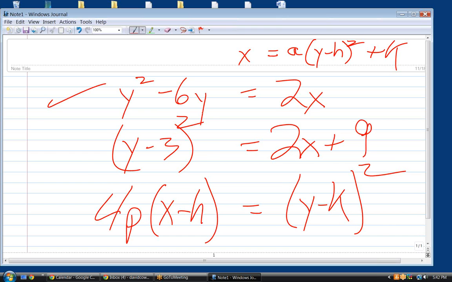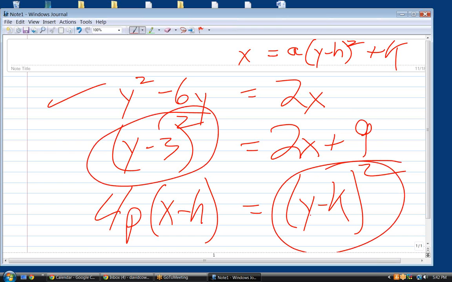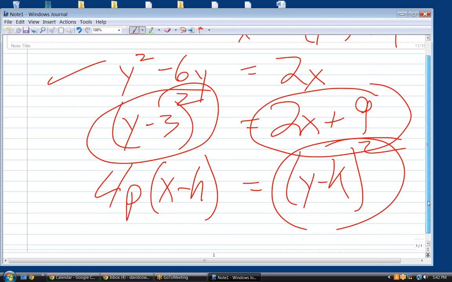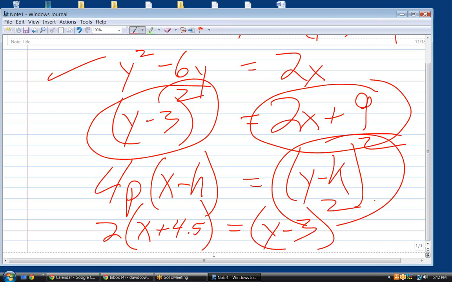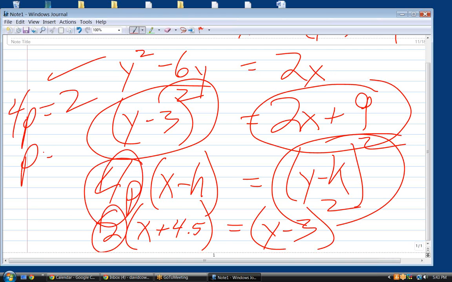Okay. Now we've got this in this format. So all I've got to do is factor out a 2. And I end up with 2 times x plus 4.5 equals... making the vertex 3, negative 4.5. And now you can equate 4p to 2. So 4p equals 2, making p equal 1/2. Okay? And that clears up.